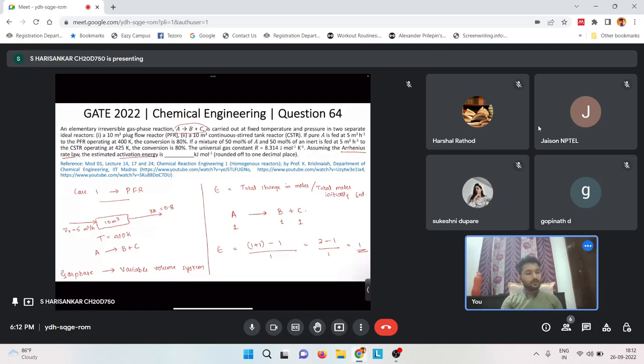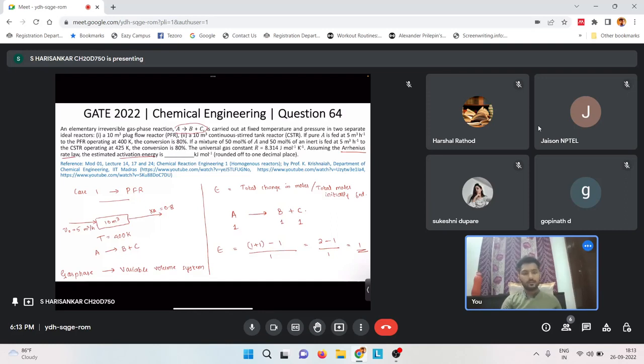The differences between these two reactors is one, the operating temperature. So in PFR it is 400 Kelvin, in CSTR it's 425 Kelvin. And the other difference is that in PFR they have fed the reactor with pure stream of the reactant A. But in the case of CSTR, they have added 50 mole percent of an inert substance with the reactant A. So with these two differences, they want us to calculate the estimated activation energy for this reaction to occur.